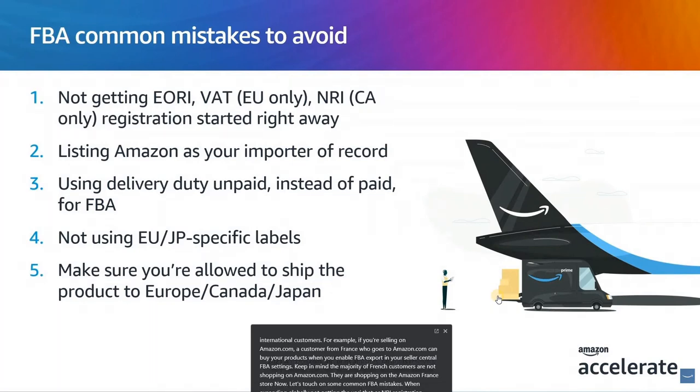Listing Amazon as your importer of record. Using delivery duty unpaid instead of paid for method of shipping into FBA. Not using country-specific labels. Do not print and use the FBA labels from your US account. Even if your ASIN and SKU are the same, the FBA label is different by region. And make sure that you're allowed to ship the products to Europe, Canada, and Japan.